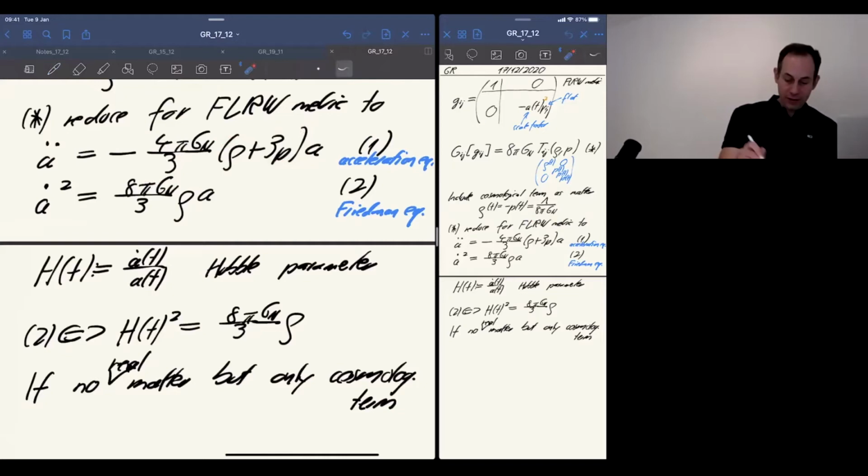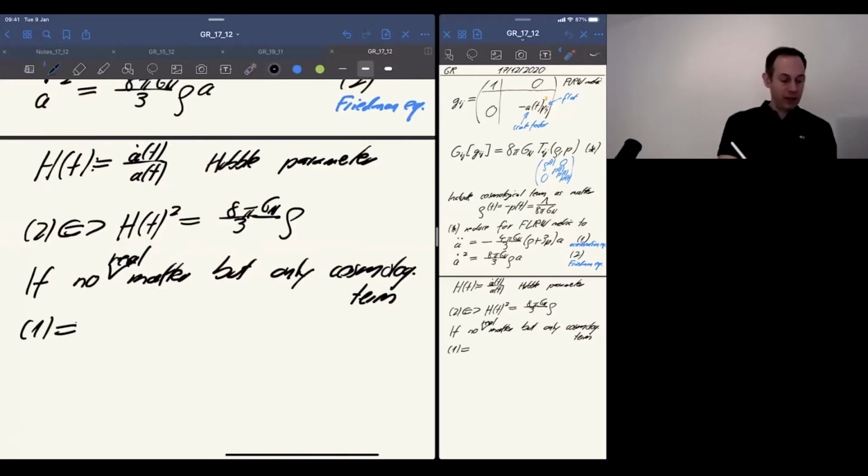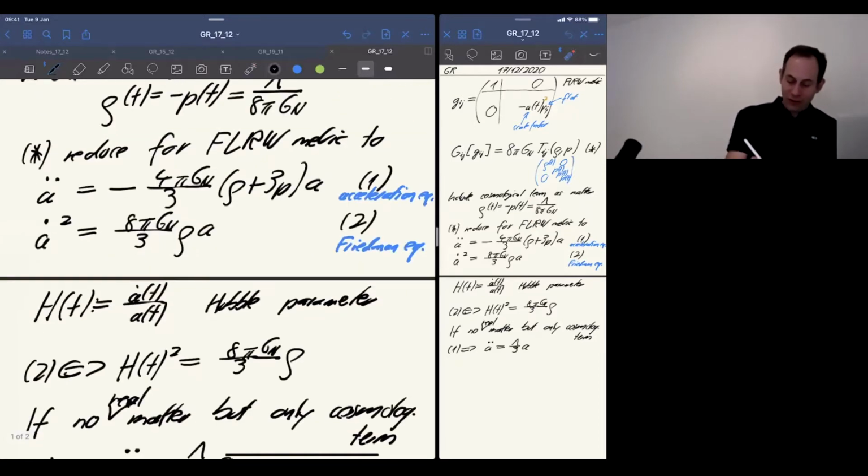So what we get is that the first equation, the acceleration equation, just turns into the equation that a double dot is equal to lambda divided by 3 times a. By the way, I forgot to mention, but it's probably clear to you that when I write a dot, I mean the derivative with respect to time.